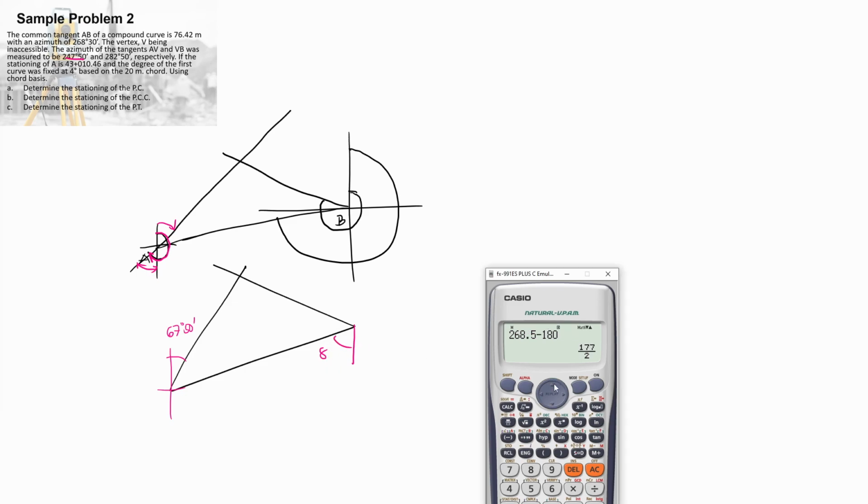Ano ba yun kanina? 88. And then, lastly, itong isa is kung ito ay 282 degrees, 50 minutes, yung matitira dito is 360. So, 360 minus 282 degrees and 50 minutes. Yung matitirang angle doon is 77.10. So, ito ay 77 degrees 10 minutes.